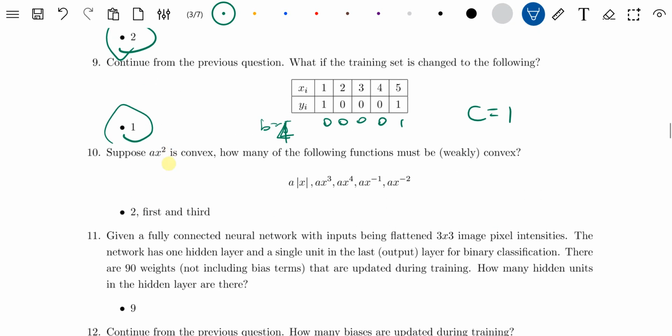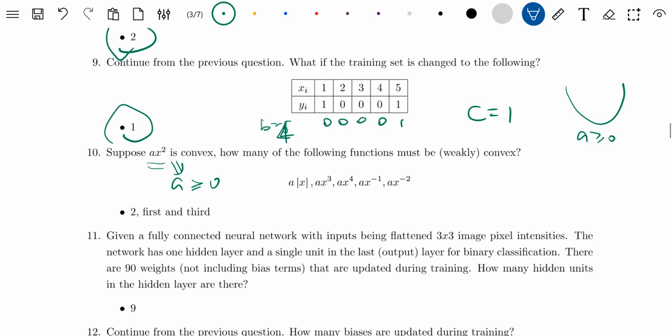And the next one you have, this is convex. So you know that a must be larger than or equal to 0. You should draw it. If a is larger than 0, it looks like this. If a is smaller than 0, then it's the other way. So we know that a is larger than or equal to 0. When it's equal to 0, it's just flat, so it's also convex. Given that, you need to figure out which one of those are convex.